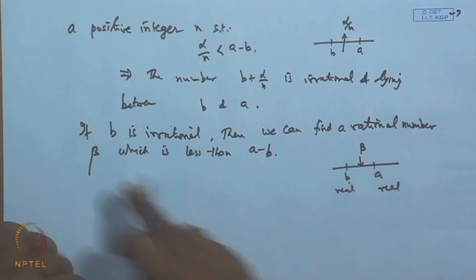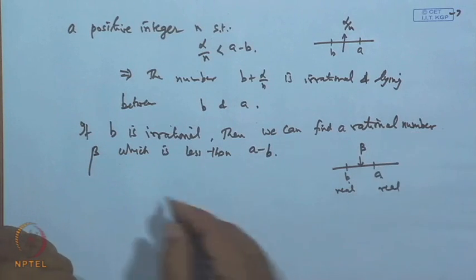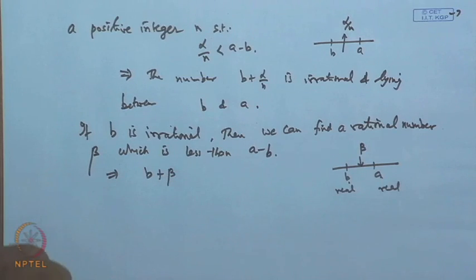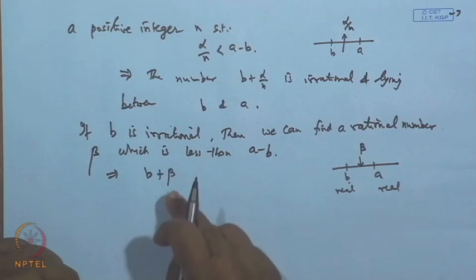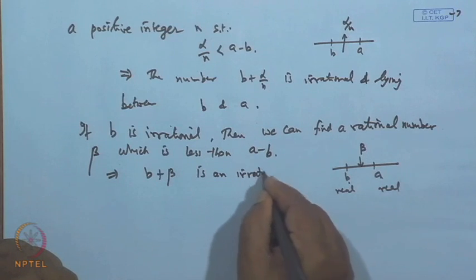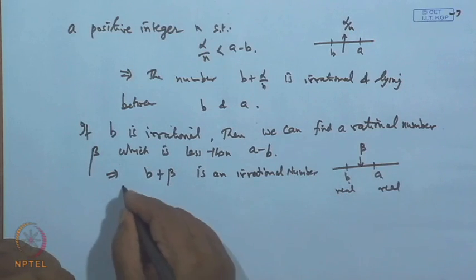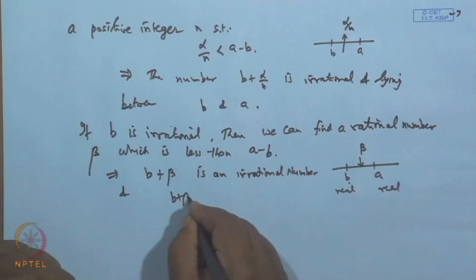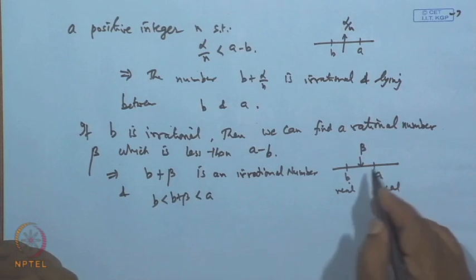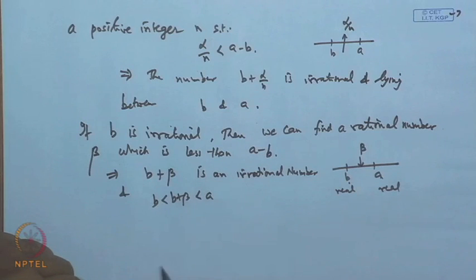Beta is rational, lying between this. So, this implies that b plus beta, b is what? B is irrational. So, b plus beta is an irrational number, and b plus beta is greater than b, but less than a, is it not? Because it is less than a minus b. So, b plus beta is less than a.